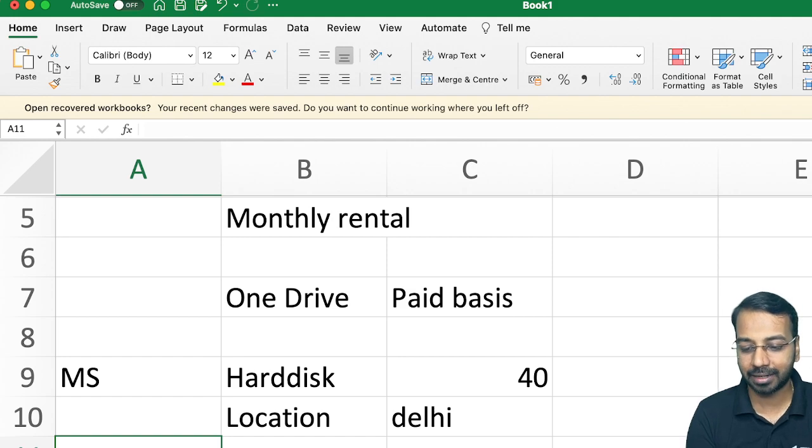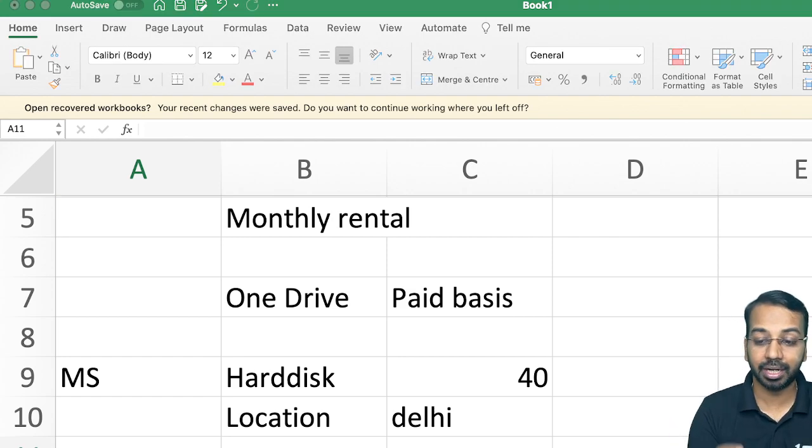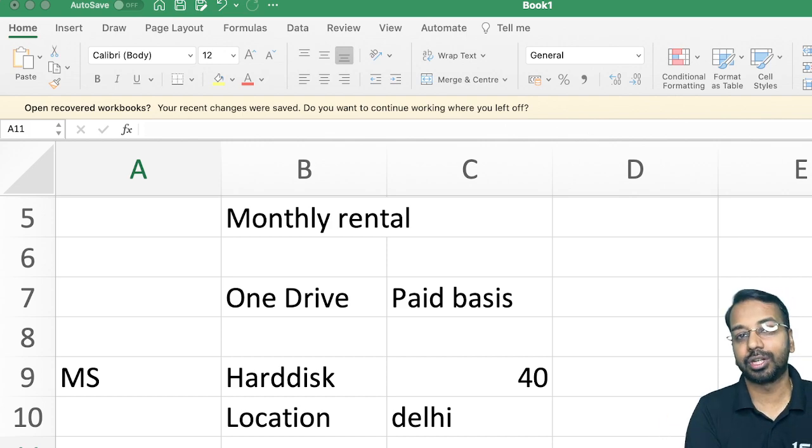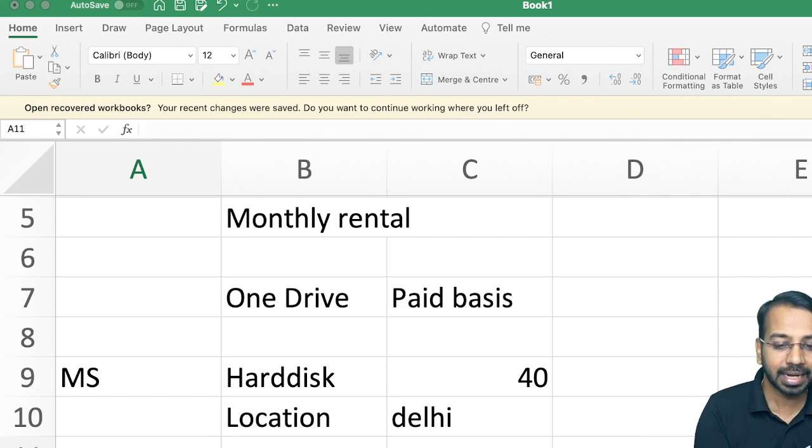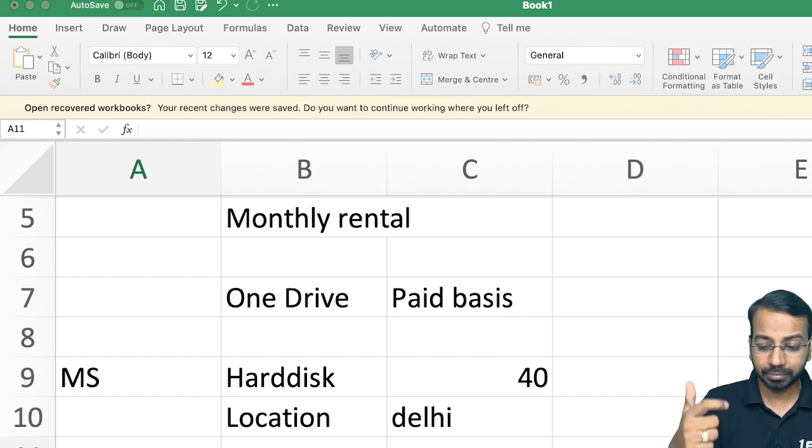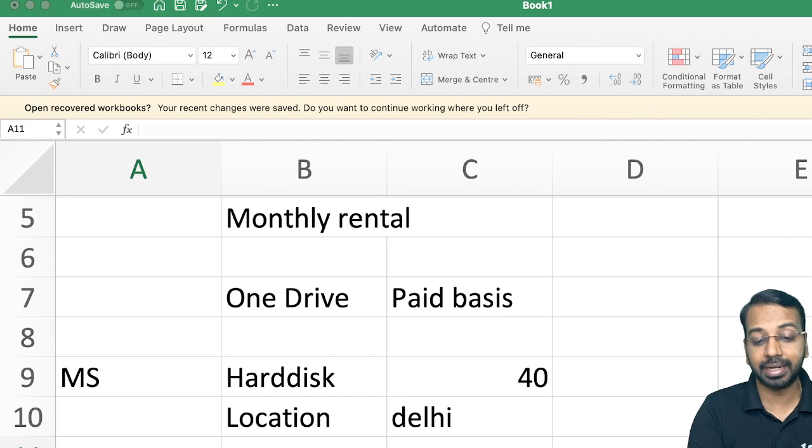Sir, why are we stressing so much on this basic definition part? The reason is that this definition can be tested as a conceptual question. They may ask you a question saying whether this is an identified asset or not, and accordingly we will have to explain whether it is a lease or not.